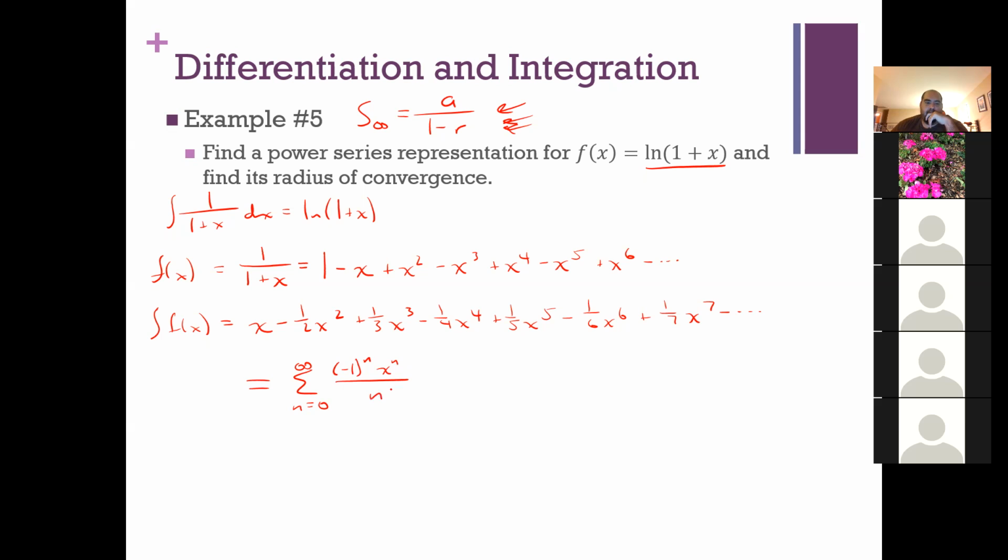Okay. Let's test out a few things and make sure that works. So when n equals 0, I'm going to have -1 to the 0, which is 1, x to the 0, which is 1, and n, which is 0. So I think this is a good start. But I think we need to make some adjustments so this doesn't happen. So where do we need to make some modifications?